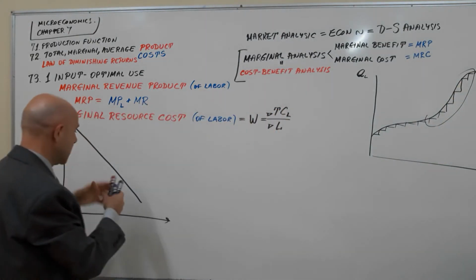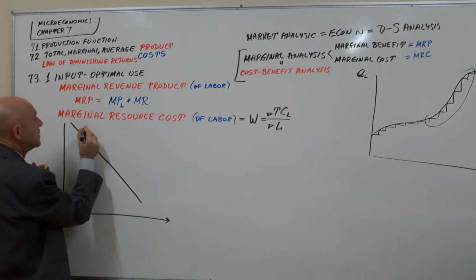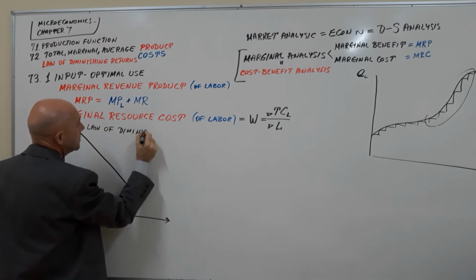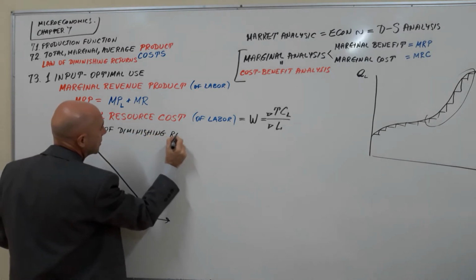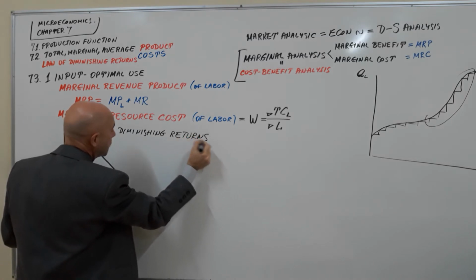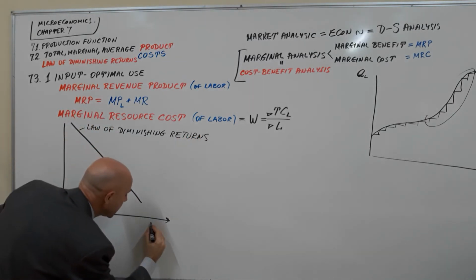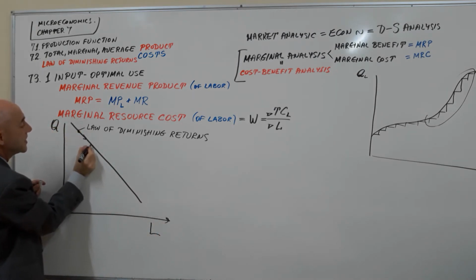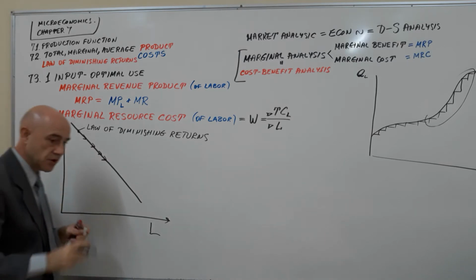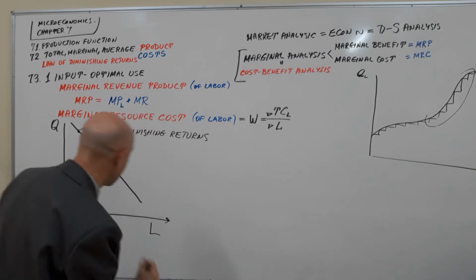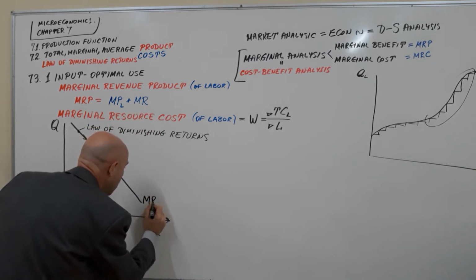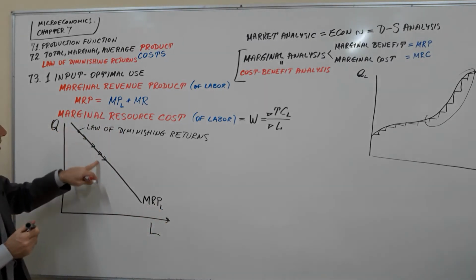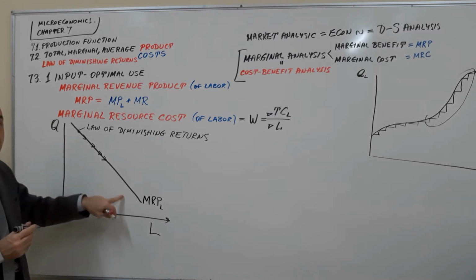Well, this area is characterized by the law of diminishing returns. And as you increase labor, you will be getting less marginal revenue product, MRP. MRP of labor. So your demand will, your marginal product will fall.